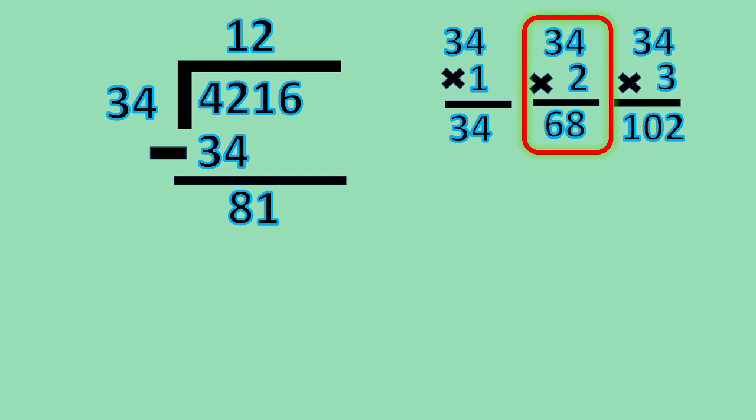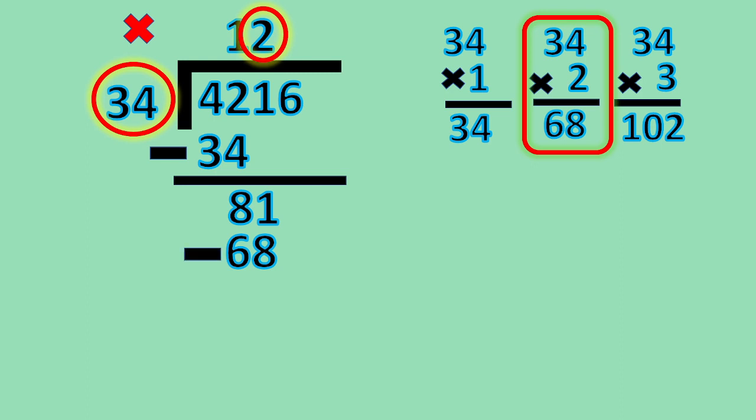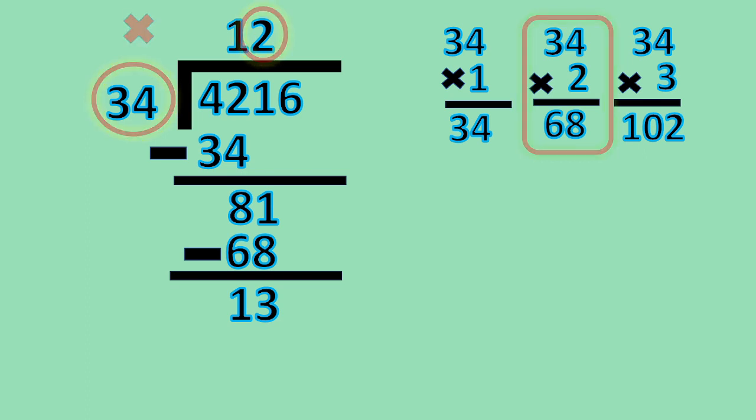So we will use 34 times 2 is equal to 68. We write the 2 above the 1. So 34 times 2 is equal to 68. Now, subtract 81 minus 68 is equal to 13. Next, bring down the digit 6 in the dividend. So, it becomes 136.